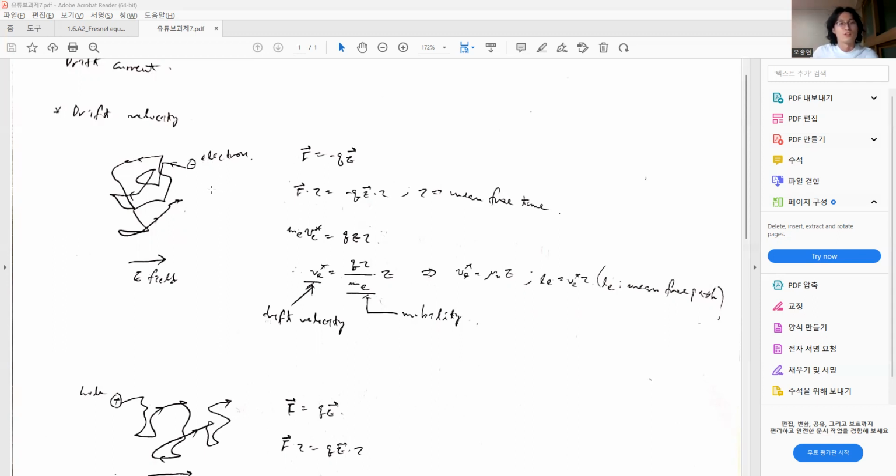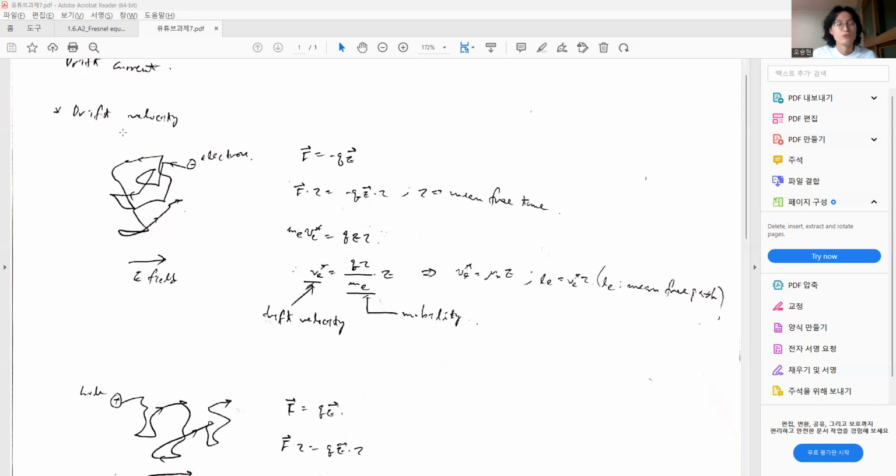However, when the electron meets the other electrons, it could be scattered. So it looks like a vibrating motion. So when the electron gets the force from the electric field, it moves in random directions, like this description.